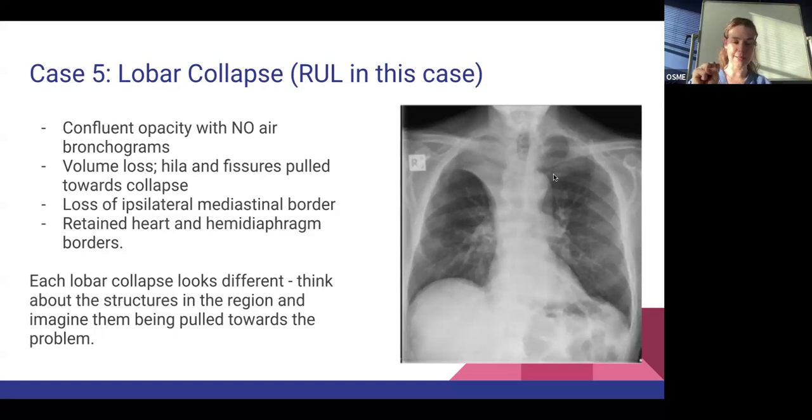If you think about it disappearing and then every other structure kind of being pulled towards it to fill the space, because the thoracic pressure tries to stay as normal as possible. So for example, if you have one over here, you might get the heart being pulled in that direction.